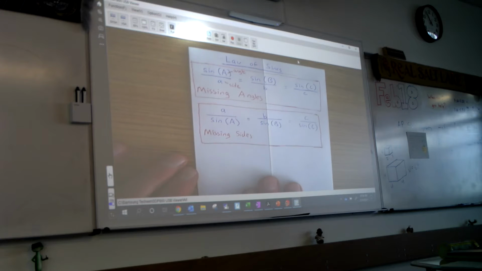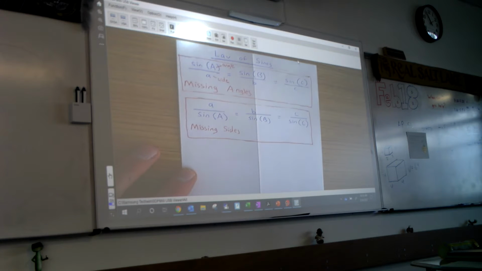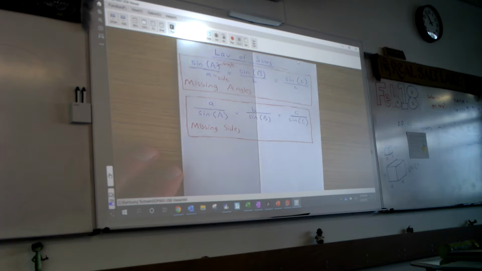All right, so now I want you to flip this over. Does everyone have this? I feel like it's been there for a while. We're going to add the law of cosines underneath, but we're going to do the examples for law of sines while that's fresh on our brain.